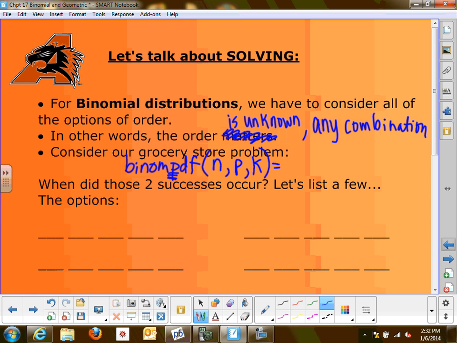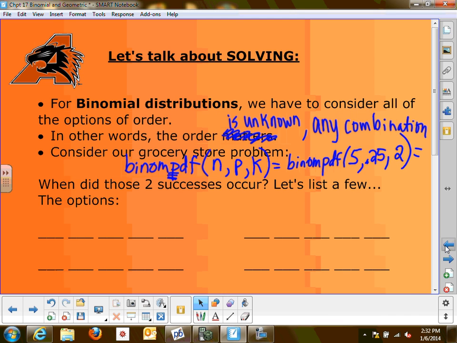Our little grocery store. We got 5 people. We want to see the probability of exactly 2 of them. So we're going to put into our calculator binomial PDF: out of the 5 customers that I choose randomly, with a 25% chance of them using the express, I want exactly 2 of them. And then we can plop out an answer.